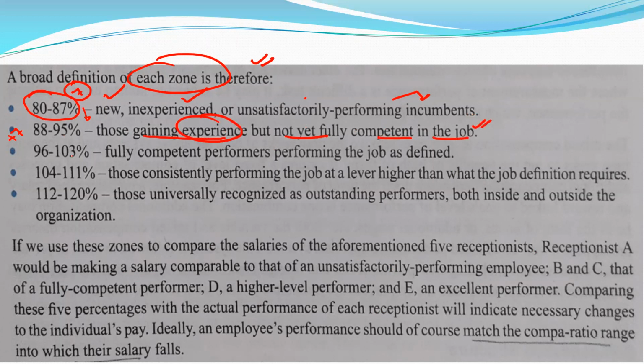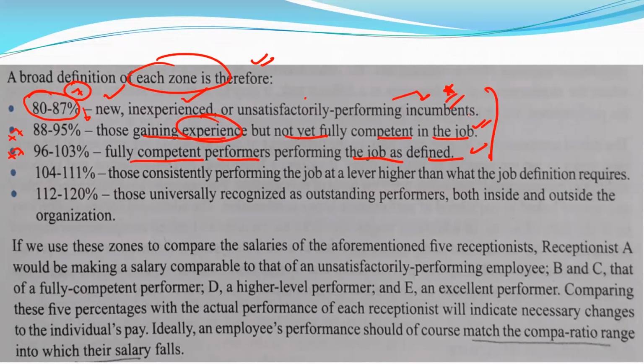Next one is 96 to 103. 95 plus 1 is 96, plus 7, it is 96 to 103. These are fully competent performers, performing the job as defined. Basically they will ask questions from that also. We will discuss it in the case study also.